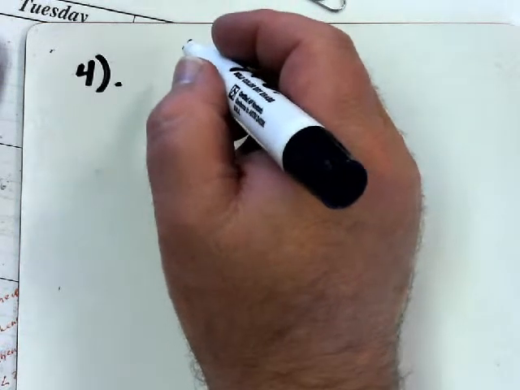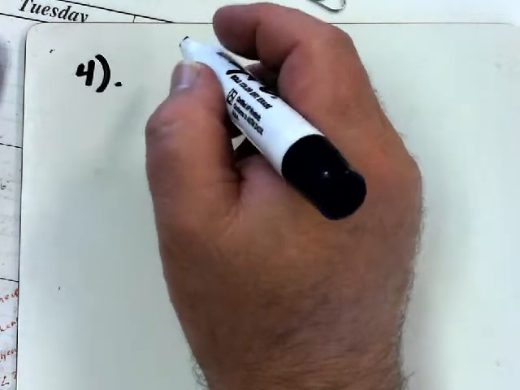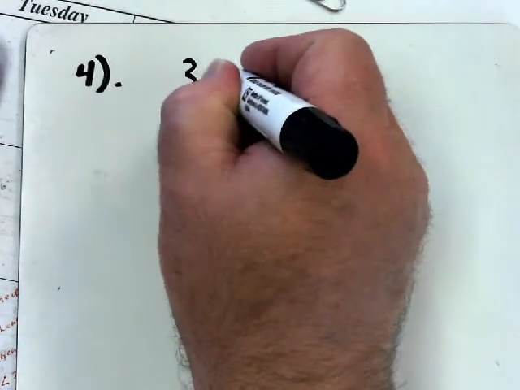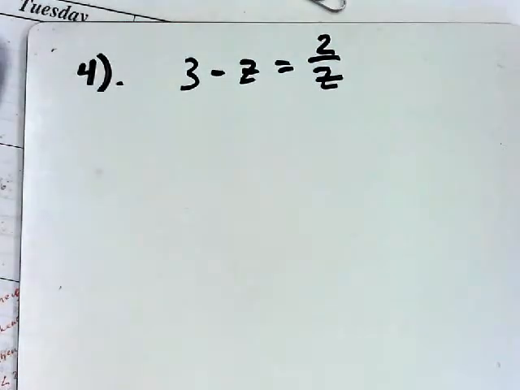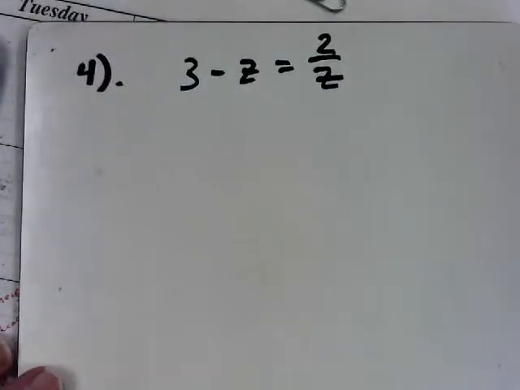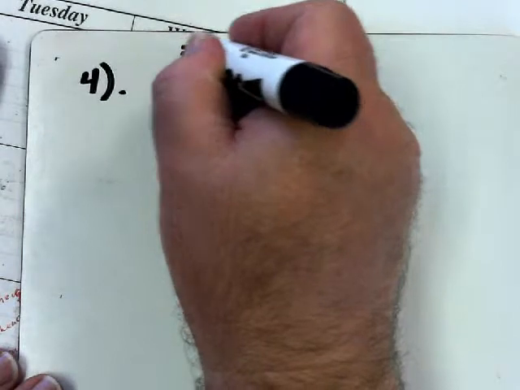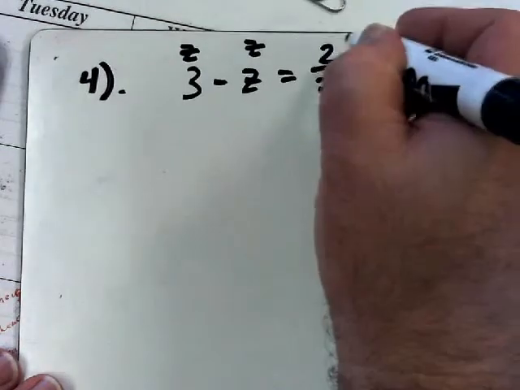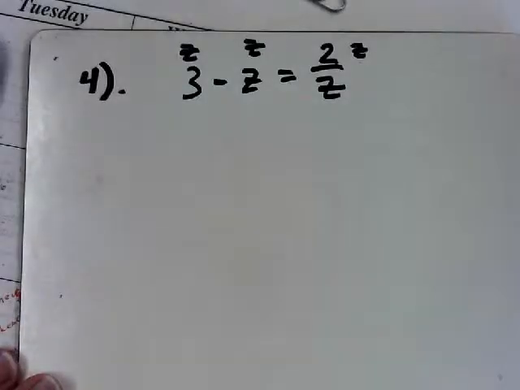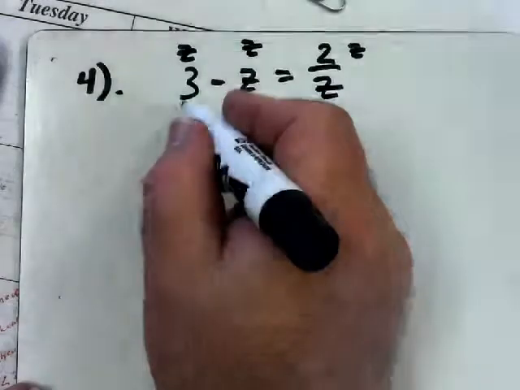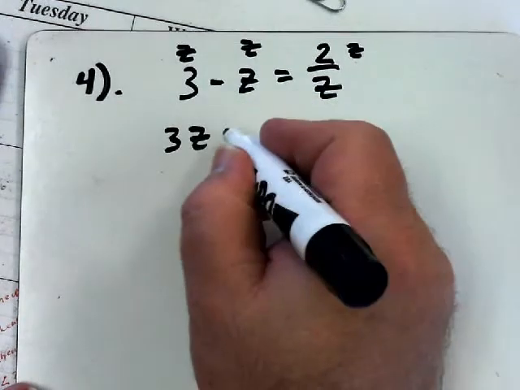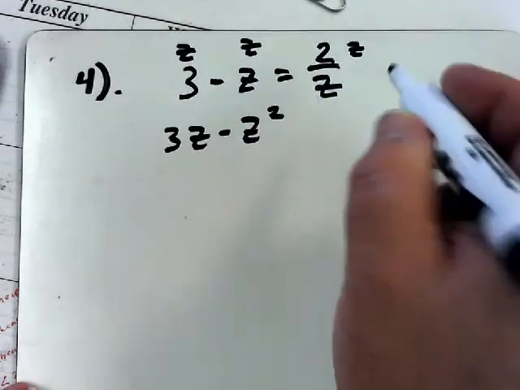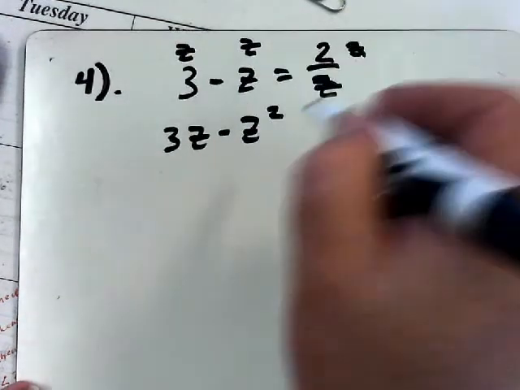Problem number 4. 3 minus z equals 2 over z, so what's your common denominator? So this needs to be multiplied by z, this one by a z, this one by a z, right? Anything to cancel here? No. So you have 3z. Anything to cancel here? No. Z squared. Anything to cancel here? Yes. Yep, you got a 2.